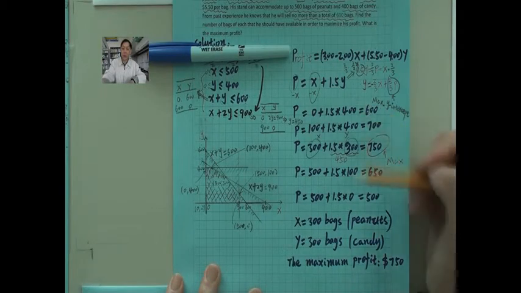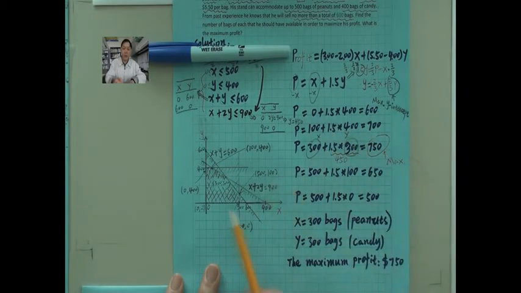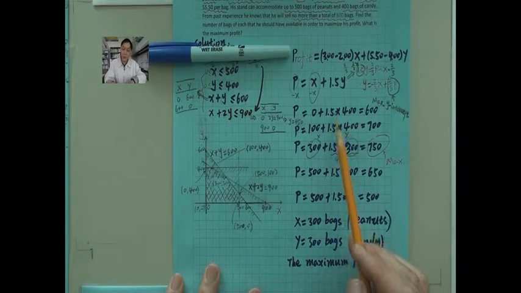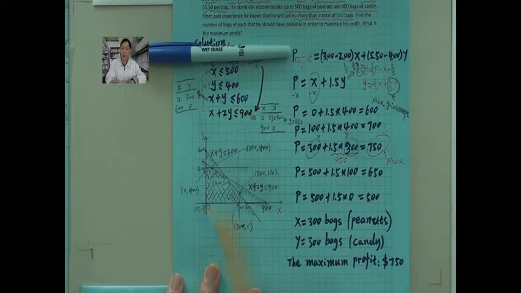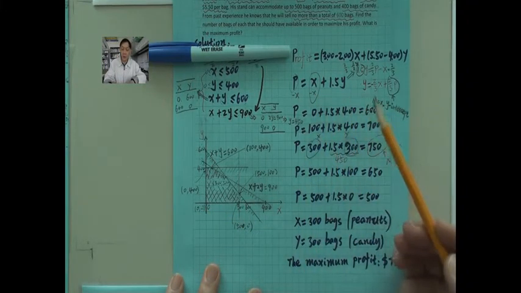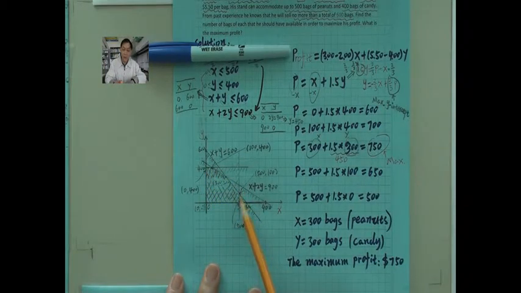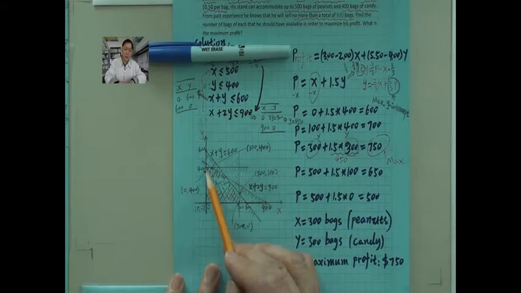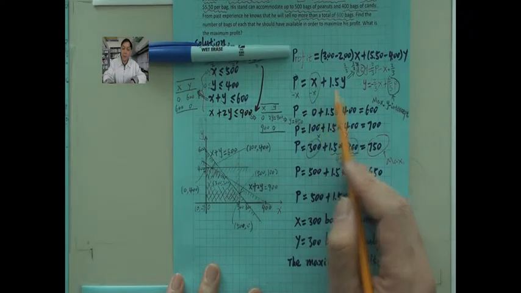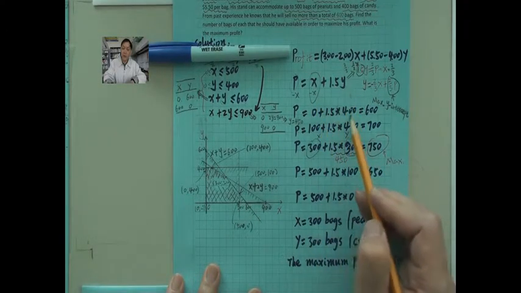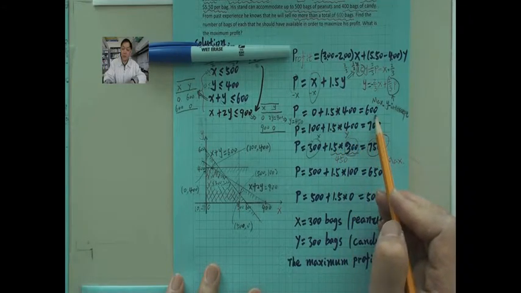Now, here are the steps. We know we need to plug in all the corner points. 1, 2, 3, 4, 5, 6, 6 corner points. The 0 I didn't plug in, because if you plug in 0 here, then you get 0. So we only need 1, 2, 3, 4, 5. To see which one is the biggest, let's look at the first one, 0, 400. X is 0, y is 400. So 400 times 1.5 is 600.